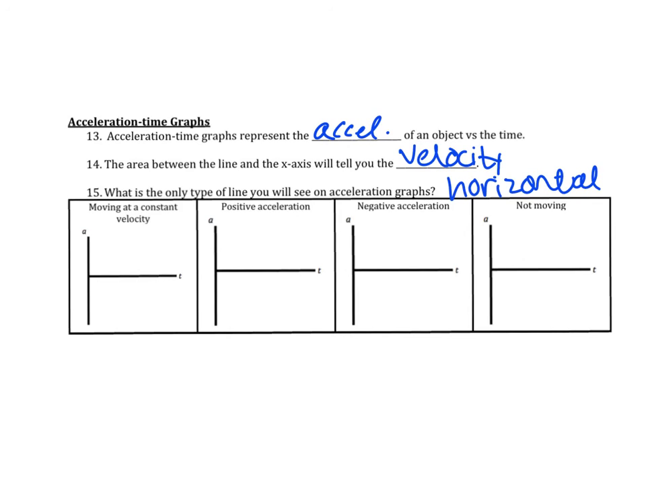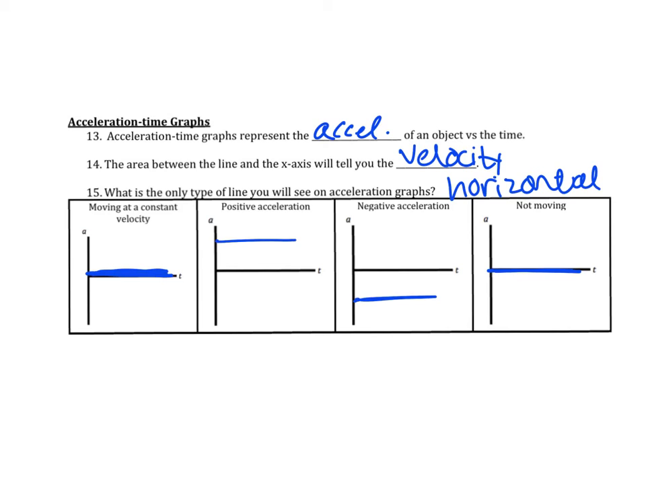So drawing things, if it's moving at a constant velocity, it's going to have to be a line with 0 acceleration, meaning your line is sitting on your x-axis. If it's got positive acceleration, then it's just a horizontal line in the positive half of the graph. If it's negative acceleration, it's below your x-axis. If it's not moving, it'll look a lot like the first graph, and it'll sit on the x-axis.